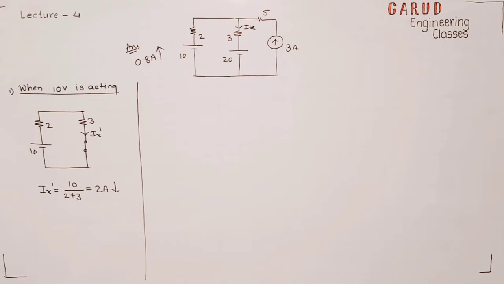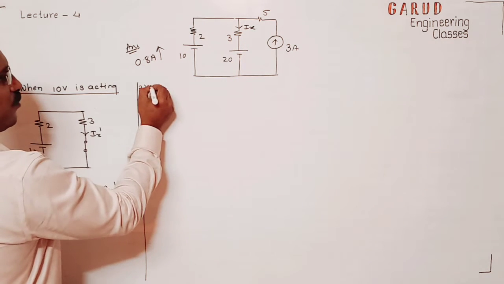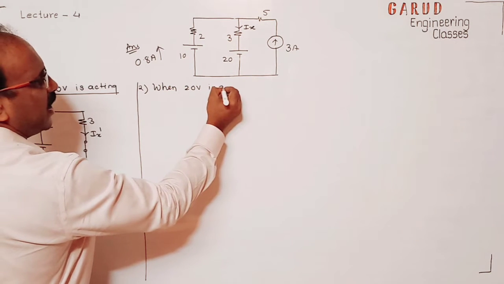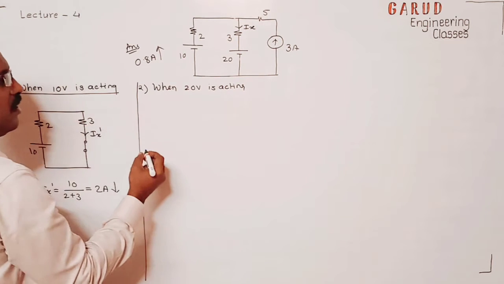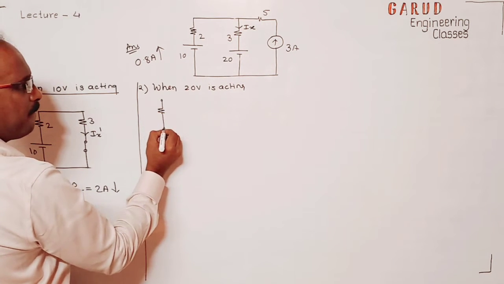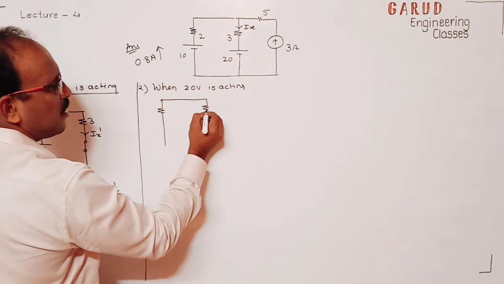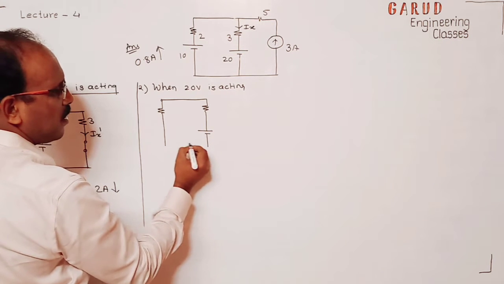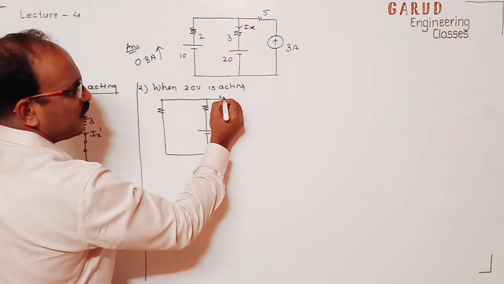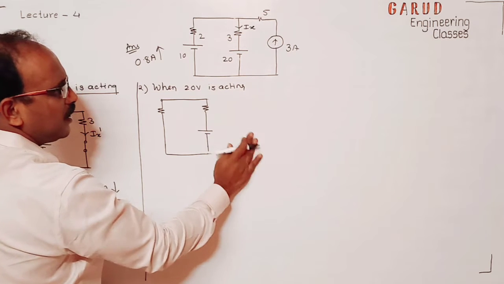Now case 2, when the 20 volt is acting alone. How to draw? Here we have to short this, and we don't have to show the current source, because the current source is open. The branch which is open, don't show. Here is the 20 volt.